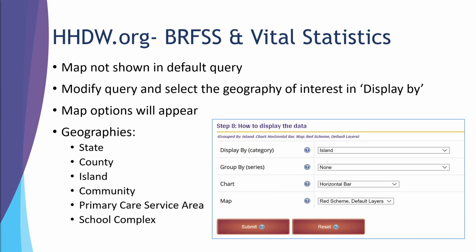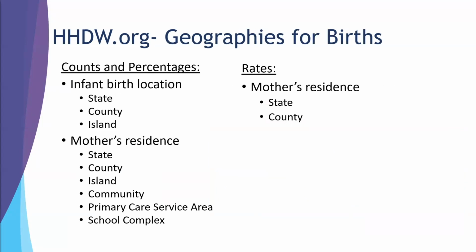Now, BRFSS is a large survey, and as such, we're able to make estimates at some fairly granular geographic levels. So on HHDW, BRFSS data are available at the state, county, island, community, primary care service area, and school complex levels. The geographies available for our birth and death data depend on whether the results are counts or percentages versus rates. So you can see here for births that counts and percentages, we can offer the data by infant birth location to the island level and by mother's residence to the school complex level.